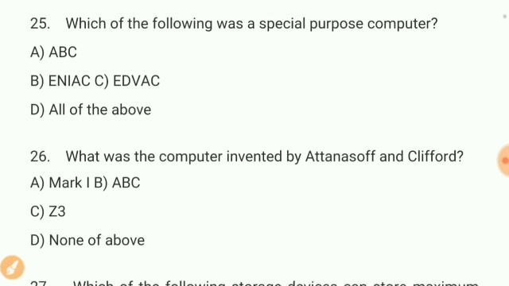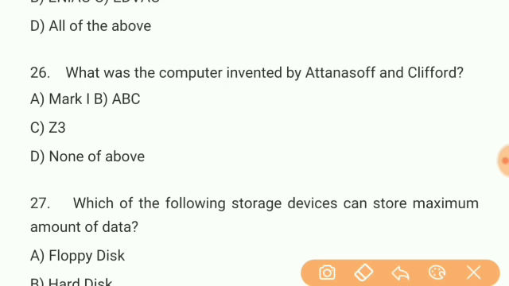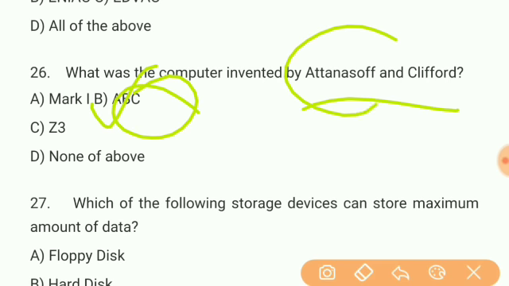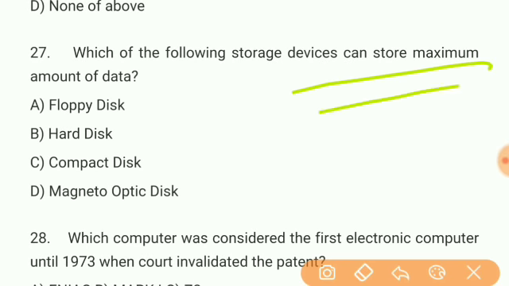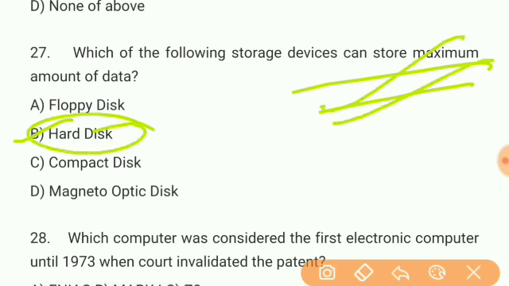Then, what was the computer invented by Atanasoff and Clifford? The correct answer is B, ABC. It was the computer invented by Atanasoff and Clifford. Then, which of the following storage devices can store the maximum amount of data? The answer is hard disk. Hard disk can store the maximum amount of data.